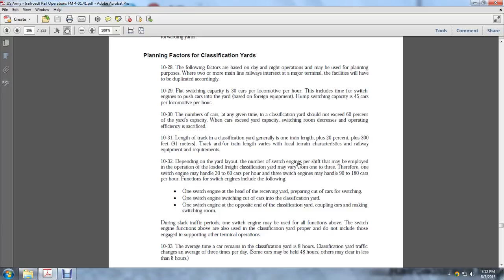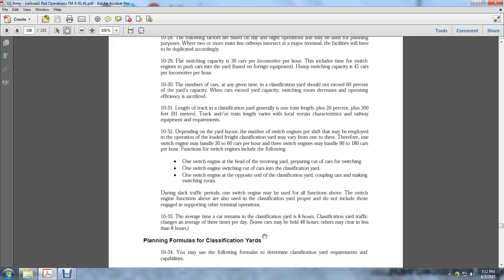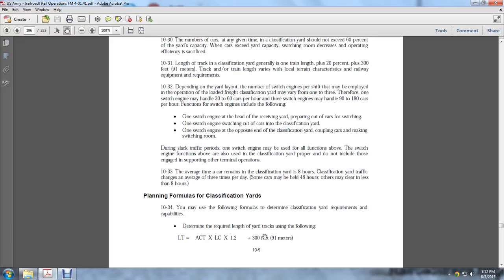During slack traffic, one switching engine may be used for all the switch engine functions above. It may also support other internal operations of the classification yard. 1033. The average time a car remains in the classification yard is 8 hours. The traffic in the classification yard changes or averages 3 times a day. Some cars may be held for 48 hours, while others may clear in less than 8 hours.